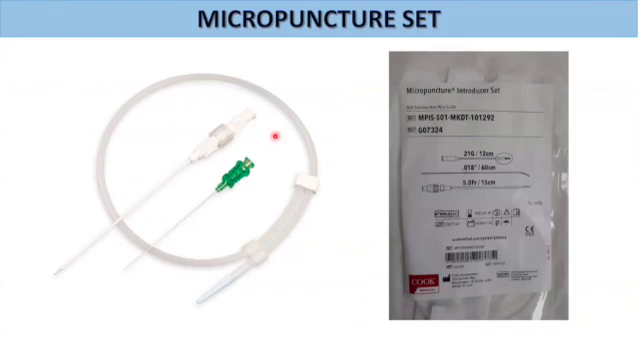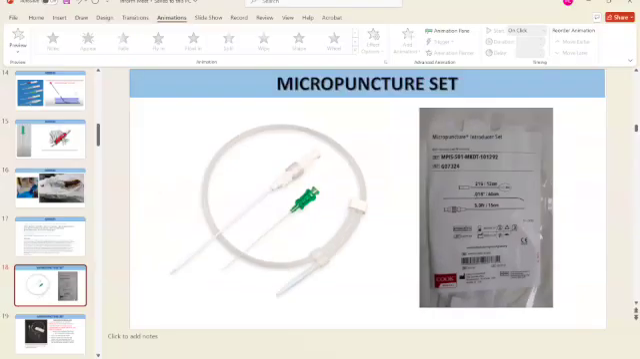The needle is a 21 gauge needle, and then the wire. This wire comes with various names. I hope the wire is visible. Is the wire visible? Yes, the wire is visible.